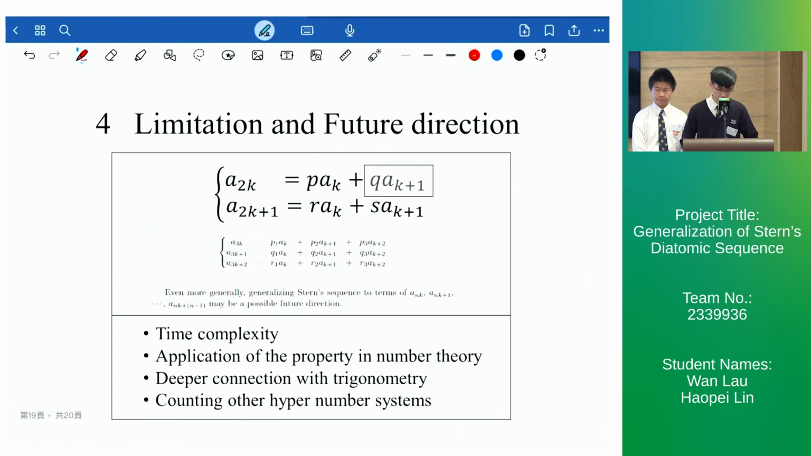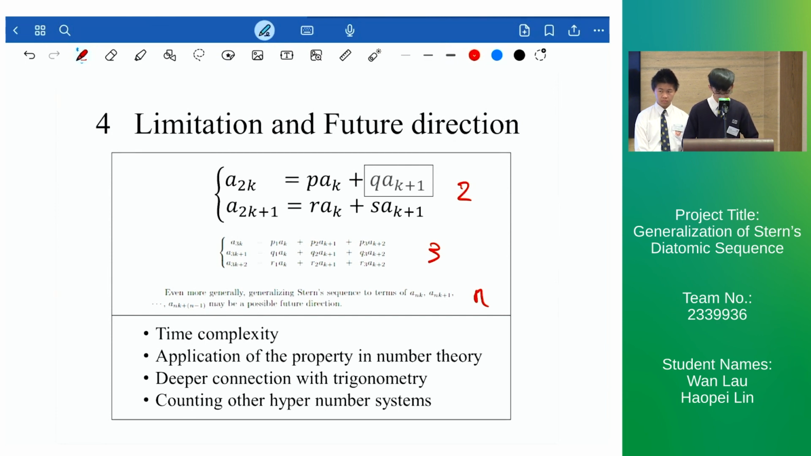In the future, we hope that we can solve the cases like this, the 2x2 case, the 3x3 case, or even the n×n case. Also, there is some limitation, the time complexity. Maybe we can simplify those summation formulas further, or the application of the property in number theory. Because initially, we wanted a sequence that can run through all the rationals exactly one time by using these properties. However, as time is limited, we haven't finished.